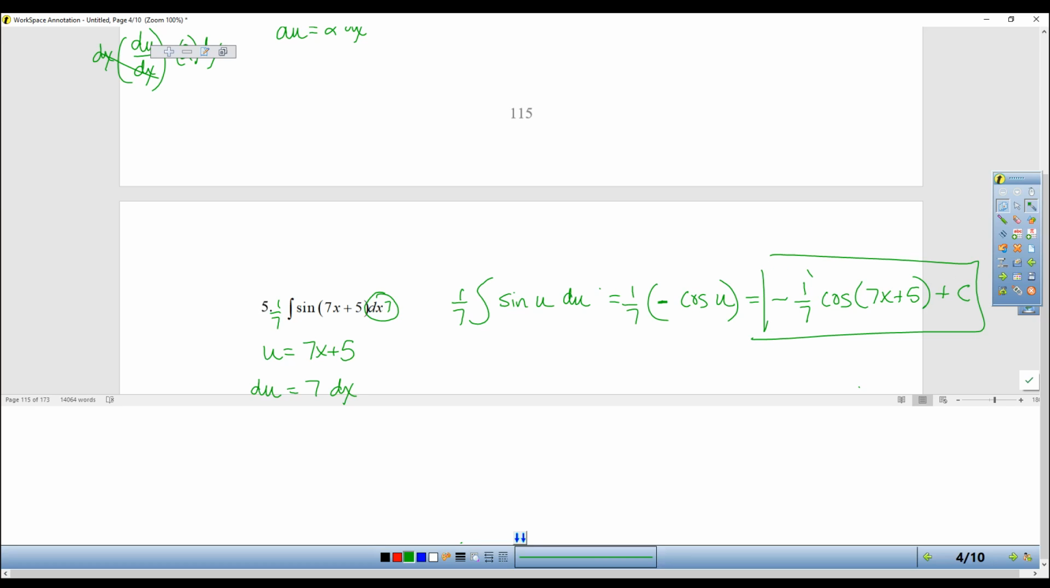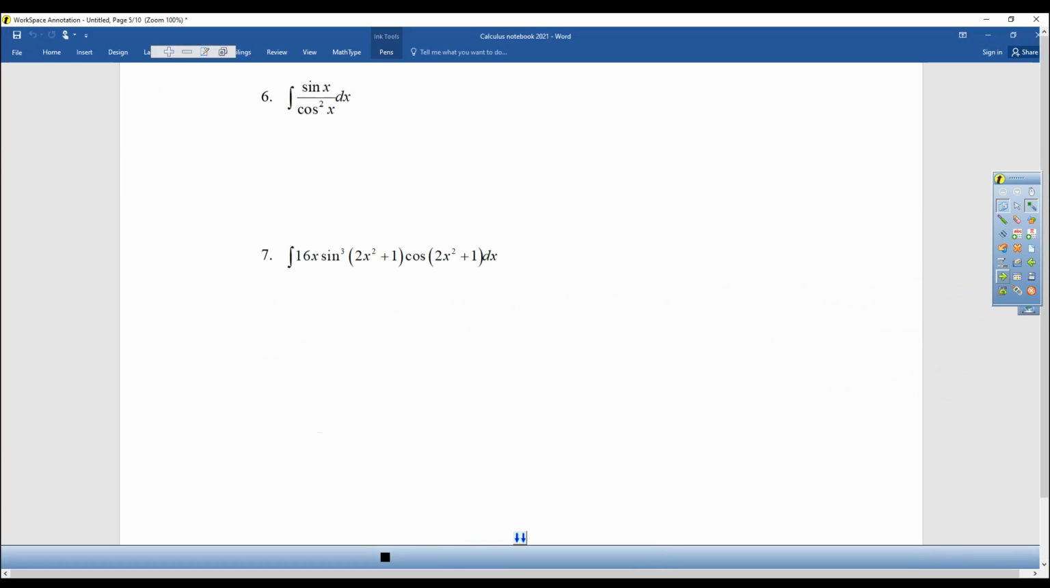If you wanted to check this, it would be so easy. The derivative of cosine is negative sine, so that negative becomes a positive. The 1/7 is a constant. I always keep the angle the same, and then I multiply by the derivative of the inside, which is 7. Those make that cancel, and look what I get, sine of 7x plus 5. Very, very easy to check, but that also means that I expect really awesome grades on this next section.